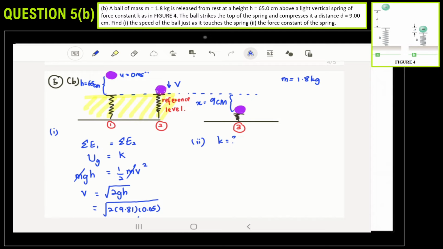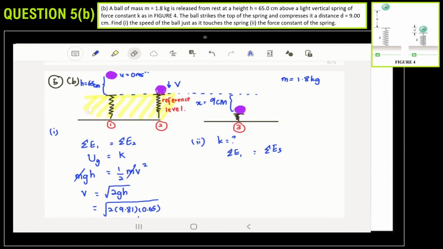Jawapannya akan sama. Let's say I'm going to choose this as my initial condition and this as my final condition. By conservation of energy, total energy 1 is equal to total energy at the third condition. Before we start, you need to set your reference level. For the first question, saya set reference level saya yang warna kuning, so semua yang bawah ini, saya ignore. Now for this second question, I will set my new reference level.